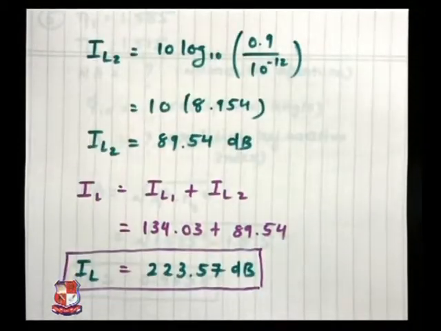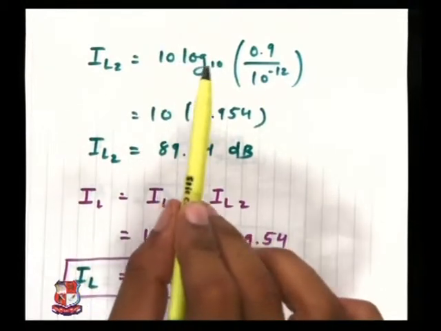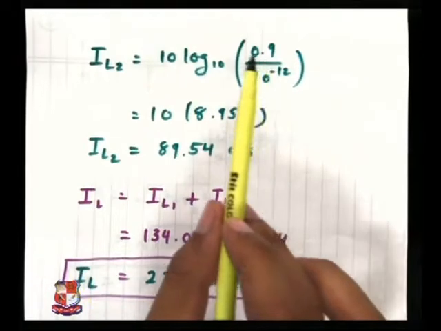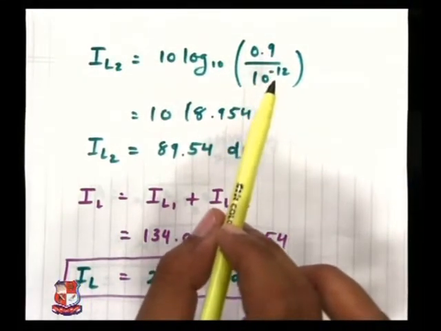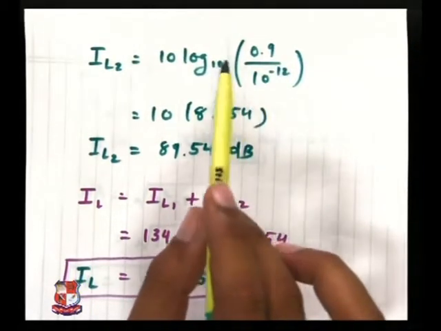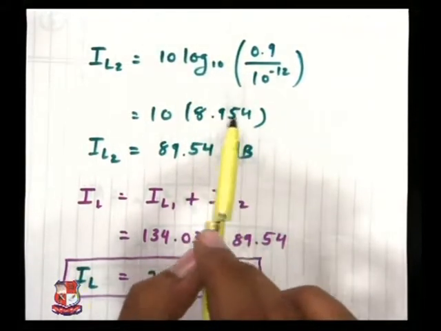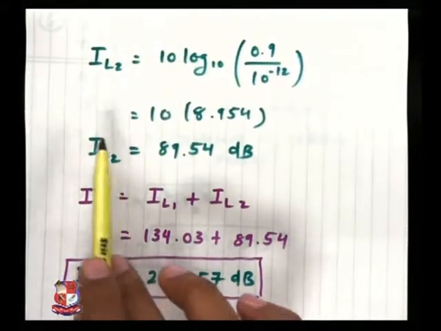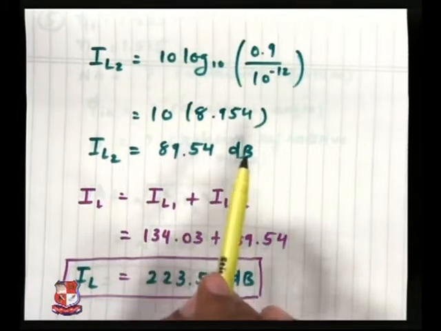Here in the next solution you can see that IL2 is equal to 10 log base 10. Here instead of I1 we have substituted the value of I2, and the value of I0 is the same. By substituting this value and taking the log of that, we get 8.954. By multiplying it with 10, we get the value of IL2 for I2, that is 89.54 decibel.